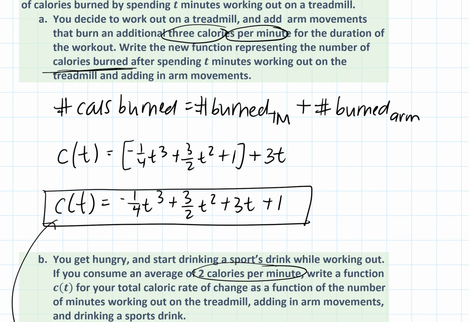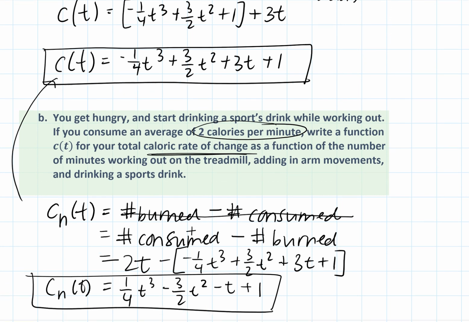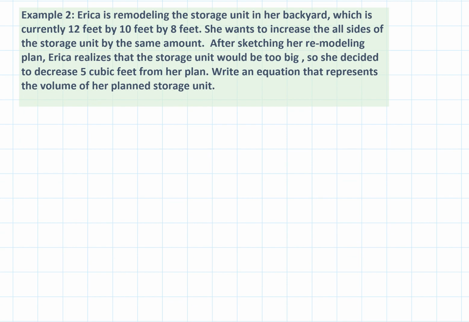So it made sense to add because you're burning additional calories. But this is a different function, right? Your rate of change, are the number you're consuming going up or is the number you're consuming going down? Well, if you're consuming, you're putting more calories into your body. If you're burning, you're sort of using them up. Okay, so that made sense why we had those sign changes.